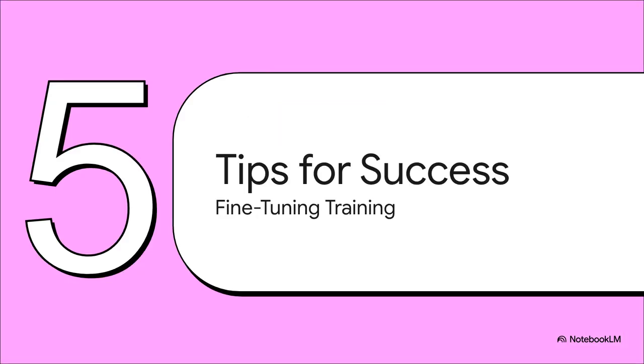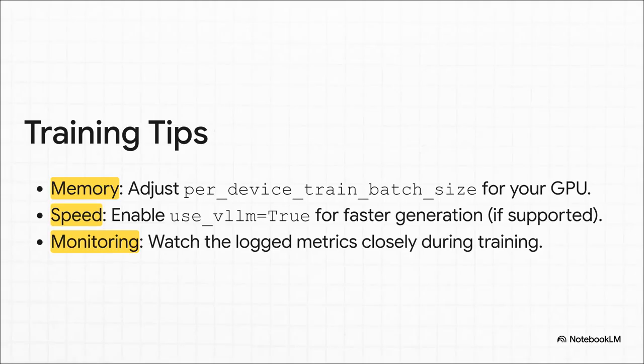All right, you've got your group size picked out, you've designed your reward function, you're almost ready to go. Let's just cover a few final tips to make sure your training run is a success from the get-go. So 3 quick tips for a smooth run. First, memory. If you run into any out-of-memory issues, the easiest fix is usually just to reduce your batch size. Second, speed. If your setup supports it, enabling vLLM can make generation way faster. And finally, don't just set it and forget it. You really need to monitor the training logs to see what's actually happening.